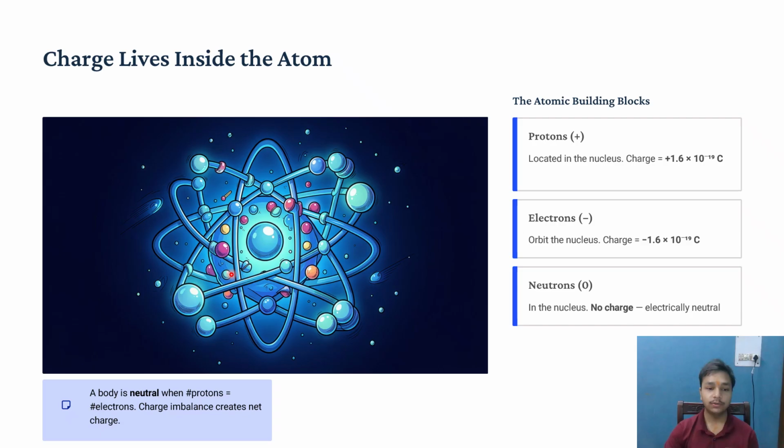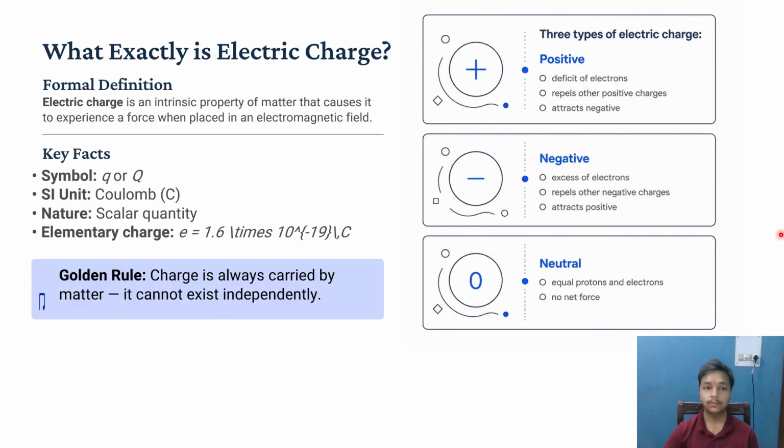So a body is neutral when the number of protons is equal to the number of electrons. The charge imbalance creates net charge. I hope everyone understands this point, which is the most important for solving further problems in electrostatics. Okay. Moving on.